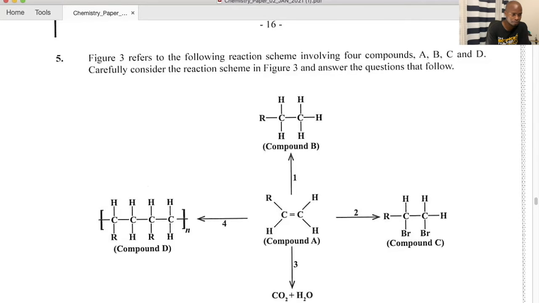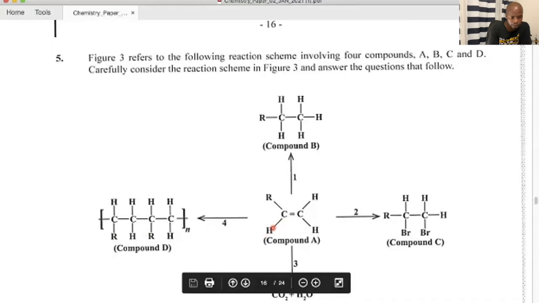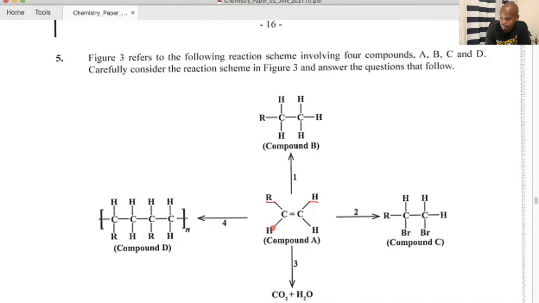We're getting a compound with R and H alternating. So what we can do in each case is examine compound A and see what is present in A and what is also present in compound B. So we're seeing an R group in A and 3 hydrogens. So we can look at those things that are common in compound A and compound B, just to see the change that has taken place, or what would have been added, what is in compound B that's not in compound A.